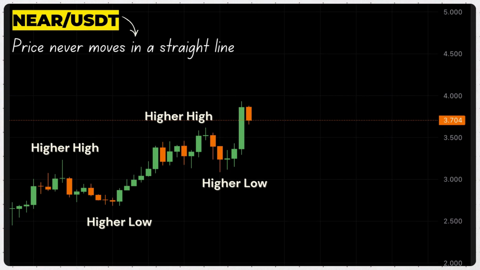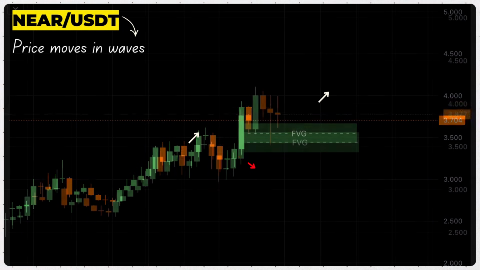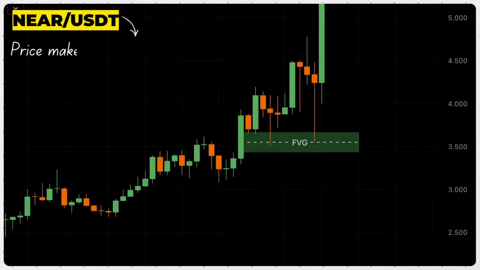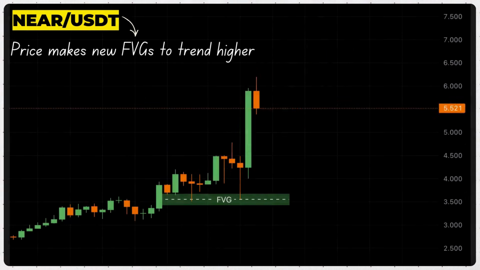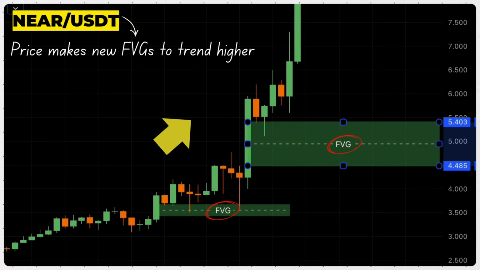In strong bullish breakouts, price often doesn't move in a straight line, instead it tends to move in waves. Price pushes up impulsively, then pulls back to fill a fair value gap. After that, it pushes up again, breaks more structure, and creates another fair value gap. Then the process repeats. So over time, new fair value gaps are formed as price continues trending higher.